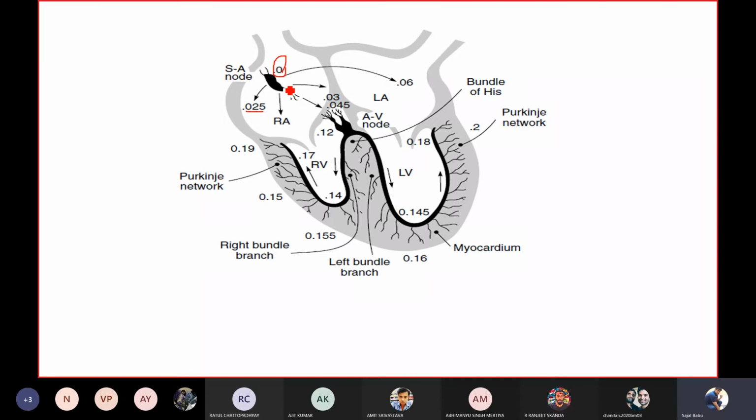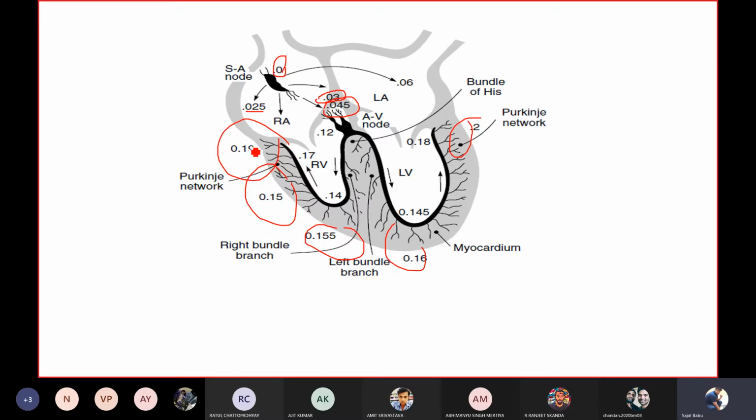And then the blood moves to here. After that, this impulse reaches here after 0.03 seconds, and then reaches here after 0.045 seconds. That means after reaching the AV node it takes 0.045 seconds. From the AV node it gets distributed to the left ventricle and right ventricle. So these are the different time periods: 0.015 seconds, 0.15 seconds, 0.9 seconds, 0.16 seconds, 0.2 seconds, and so on. This is how much time the electrical impulse takes to travel to the right atrium, left ventricle, right ventricle, and the AV node.